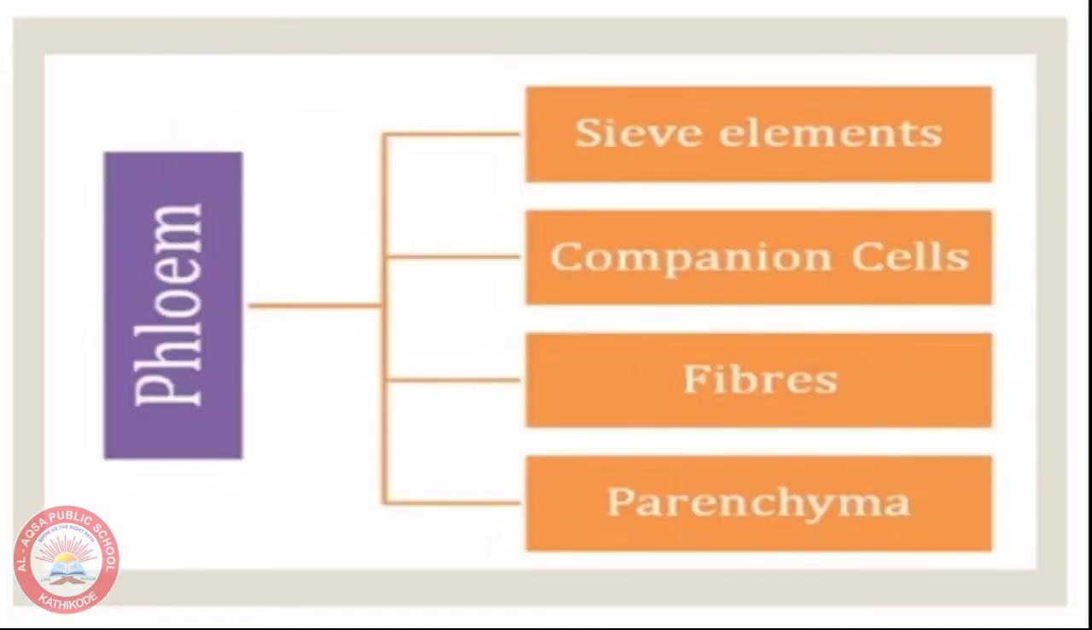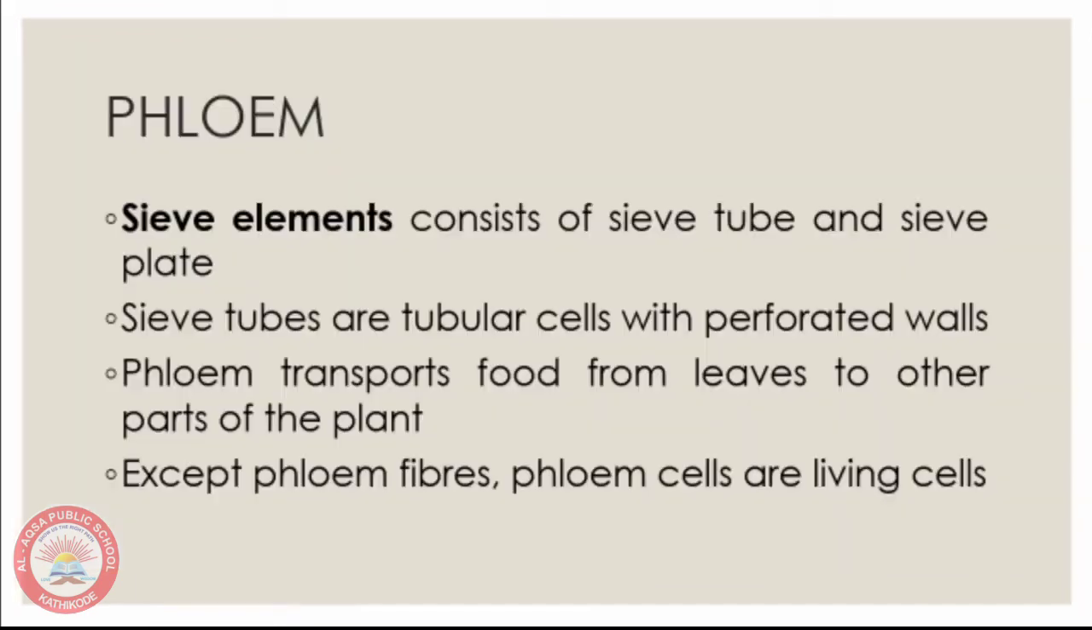Now, these are the components or elements of phloem tissue. Sieve elements, which consist of sieve tubes and sieve plates, companion cells, fibers, and parenchyma. Sieve elements, as I said, consist of sieve tube and sieve plate. Sieve tubes are tubular cells with perforated walls. Perforated walls means walls which have holes.